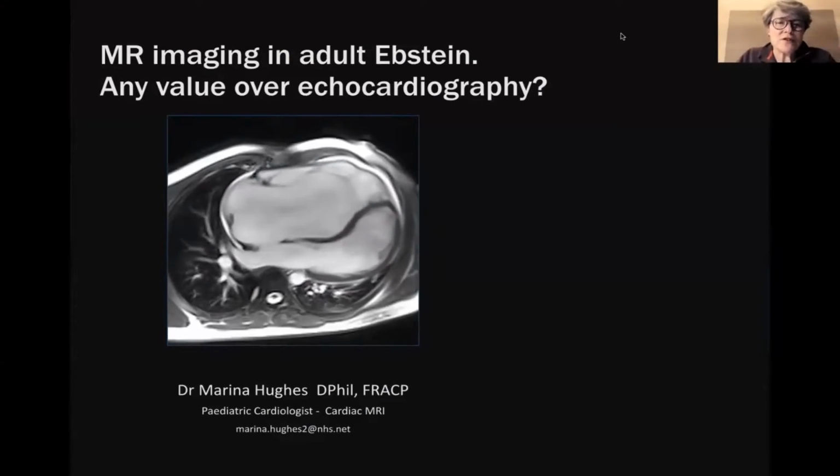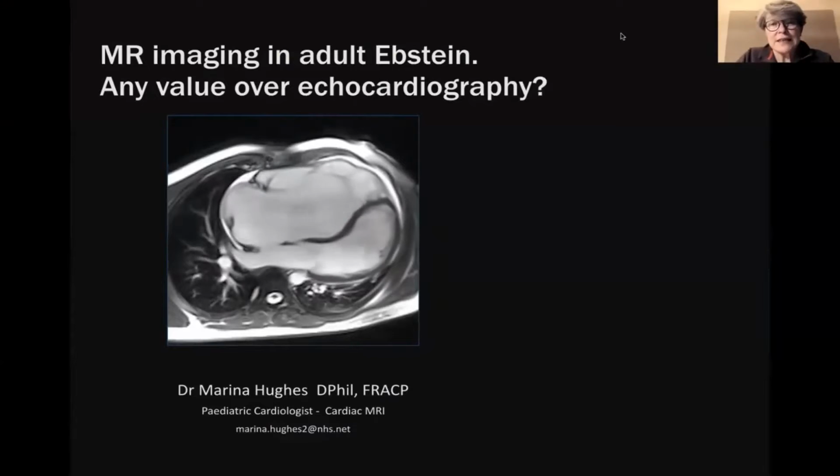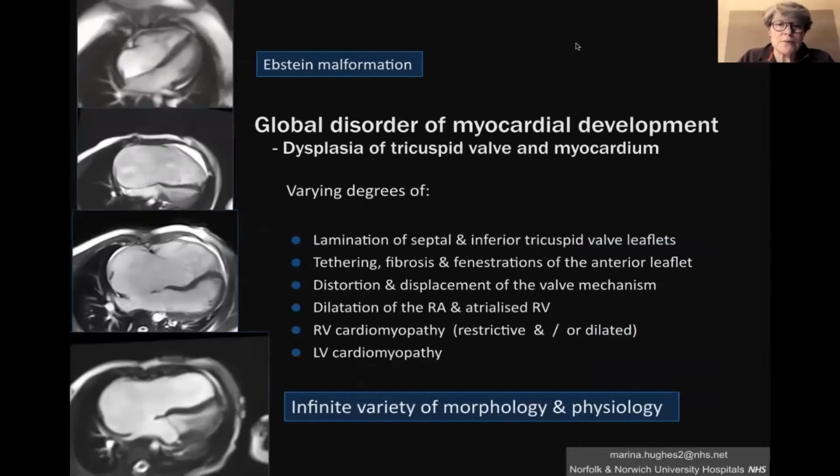I'm hoping to convince you that cardiac MRI really does have a very important role, complementary to echocardiography, in examining and looking after our patients with Ebstein malformation. I have a long history in non-invasive imaging and started my career with echocardiography, but for the last 20 years or so have been involved with cardiac MRI for patients, both pediatric and adult, with congenital heart disease.